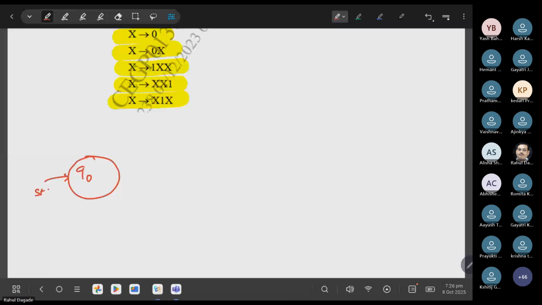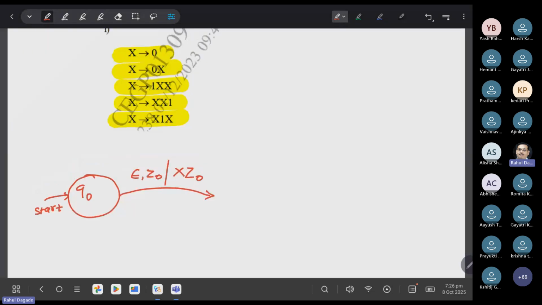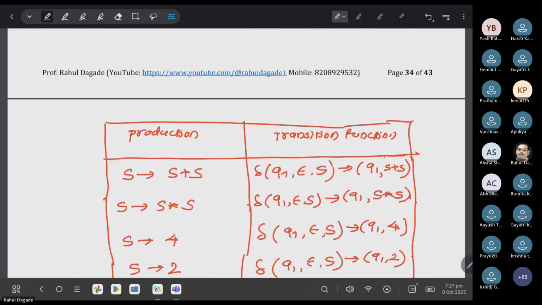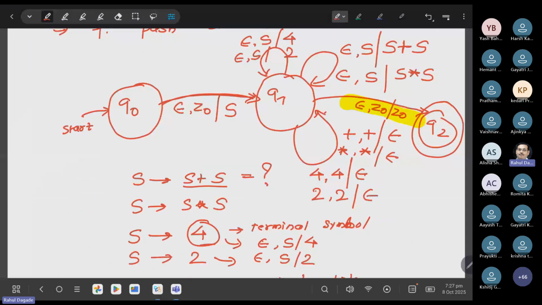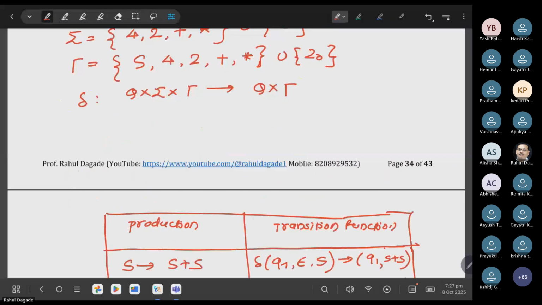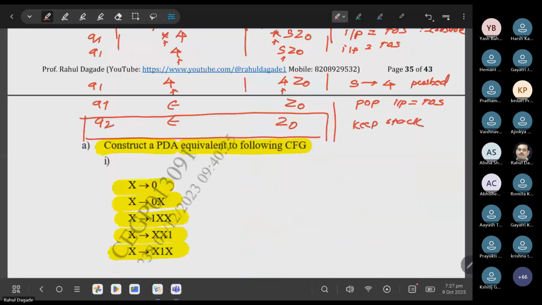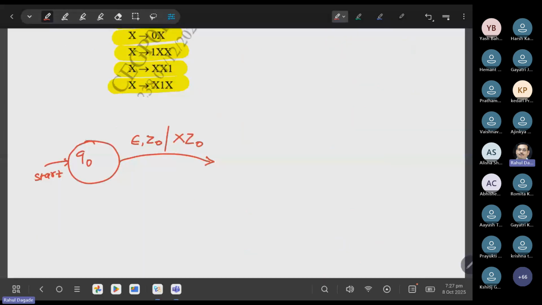Start. Now the first step is to push the start symbol. So how do you push it? When you have null as input and Z0 on stack, then push the start symbol on stack, which is XZ0. Sorry, here Z0 is also there. Now come to Q1 state.